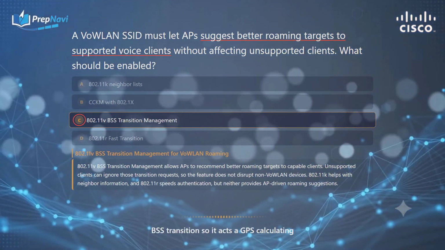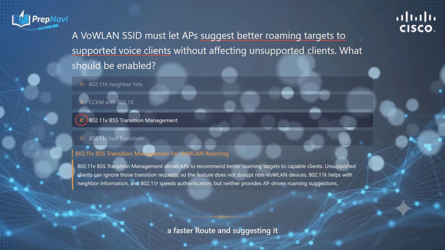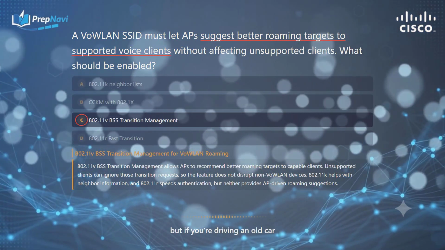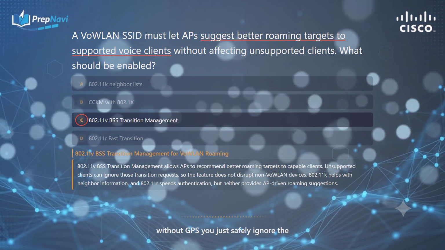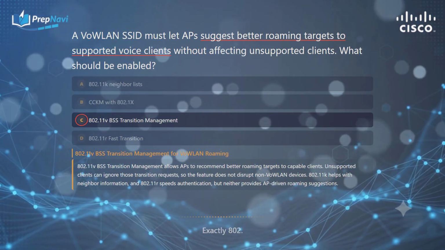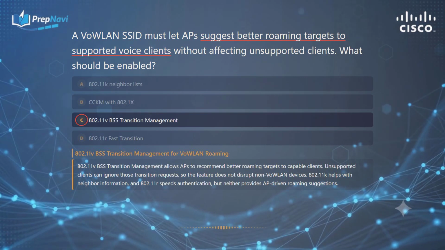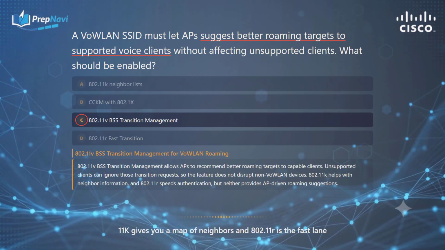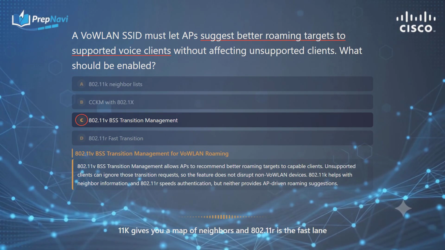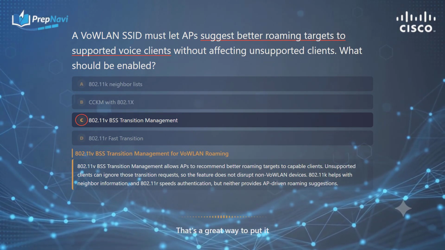Ah, BSS Transition. So it acts like a GPS, calculating a faster route and suggesting it, but if you're driving an old car without GPS, you just safely ignore the suggestion and keep driving. Exactly. 802.11k gives you a map of neighbors, and 11r is the fast lane, but only 11v actively tells the client where to go. That's a great way to put it.